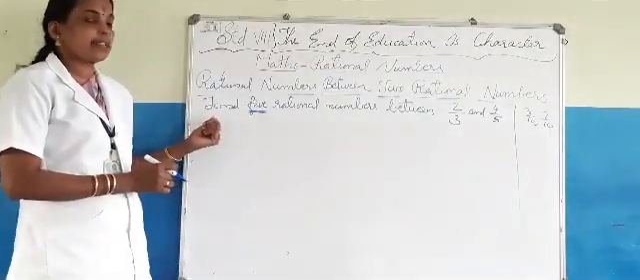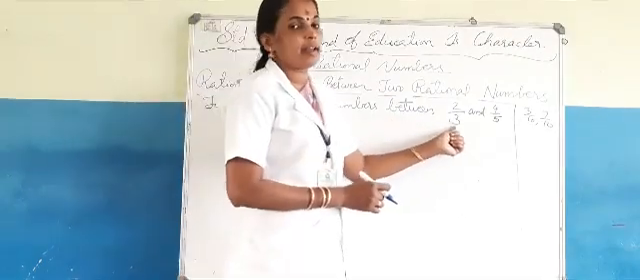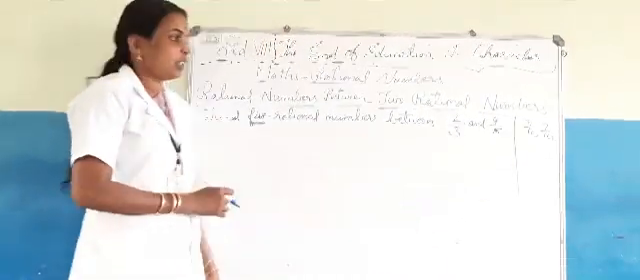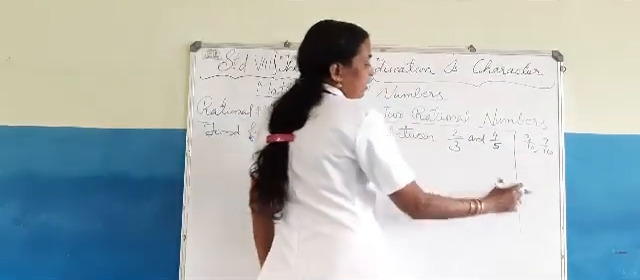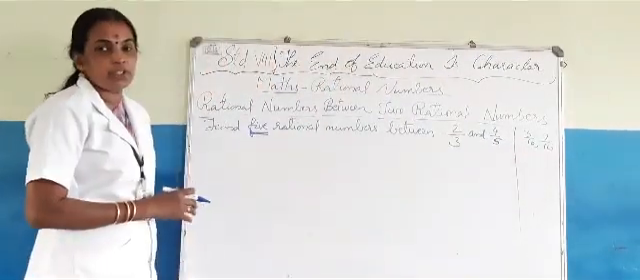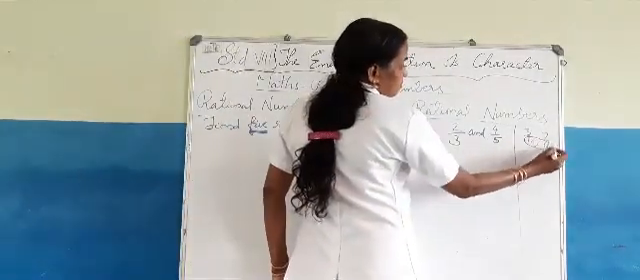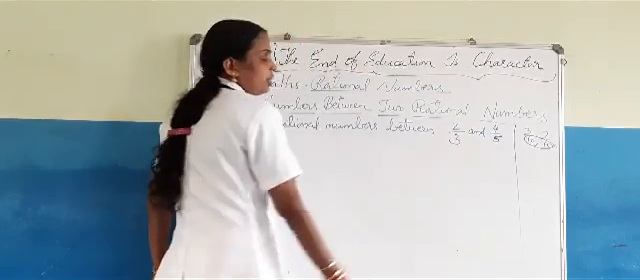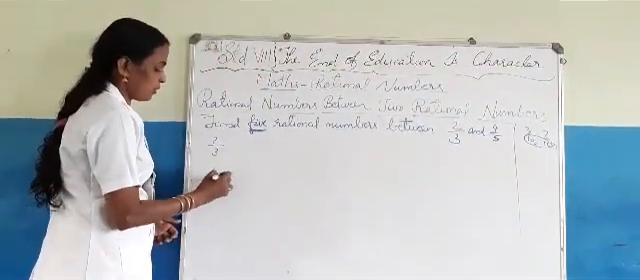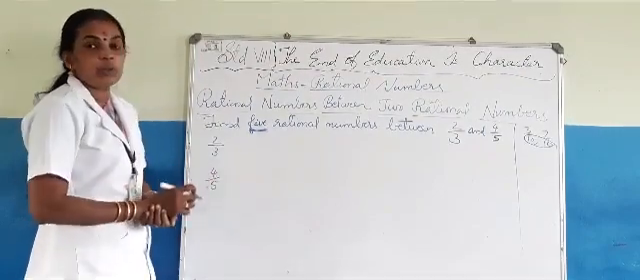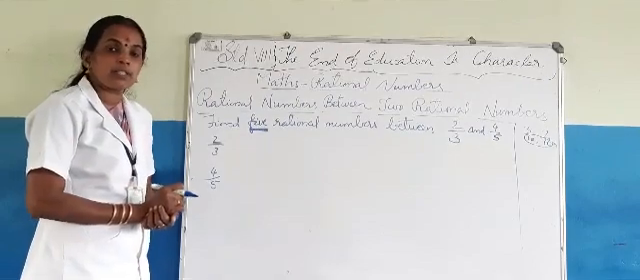Our next example is find 5 rational numbers between 2 by 3 and 4 by 5. Our last question was 3 by 10 and 7 by 10, and we have to find the rational numbers between them. There the denominators were same, but here denominators are not same, 2 by 3 and 4 by 5. So first of all we have to make the denominator same. How can we make the denominator same?